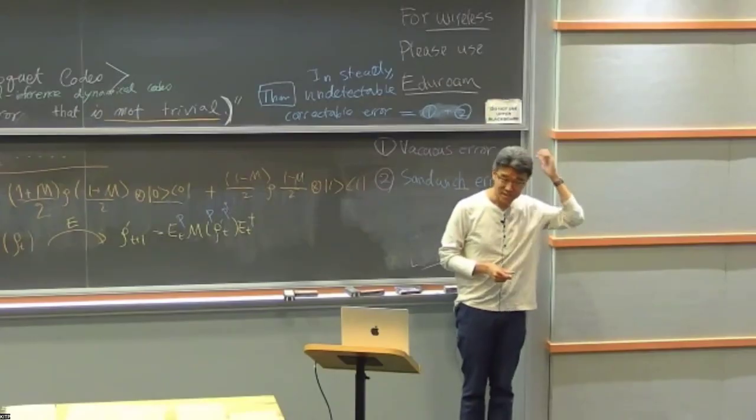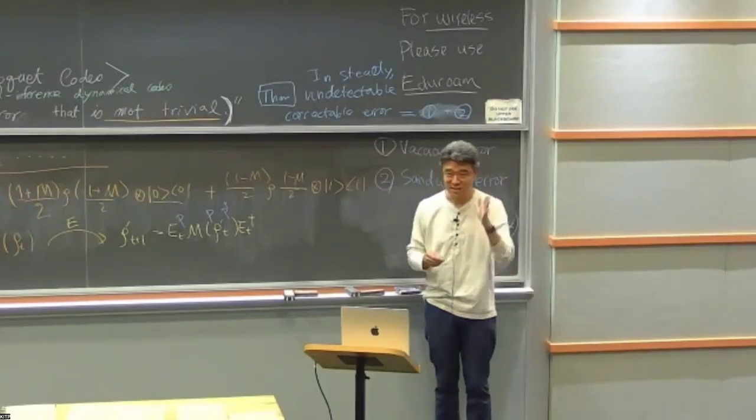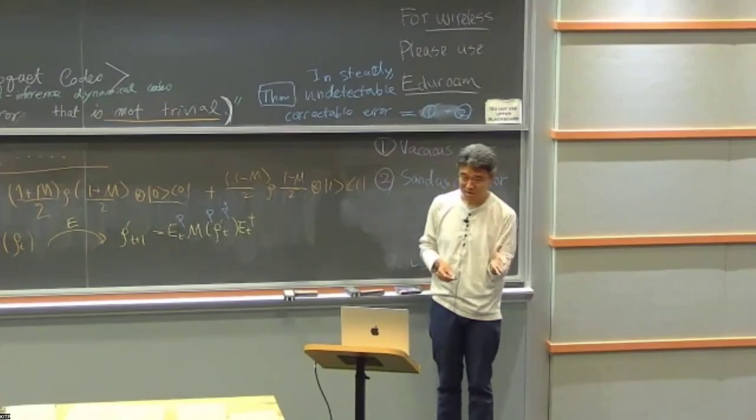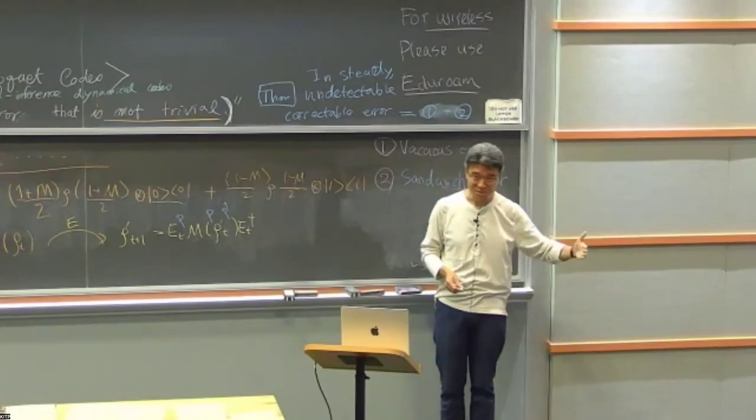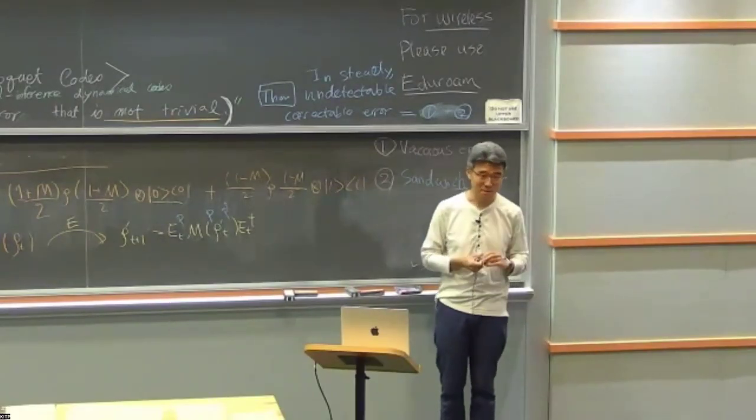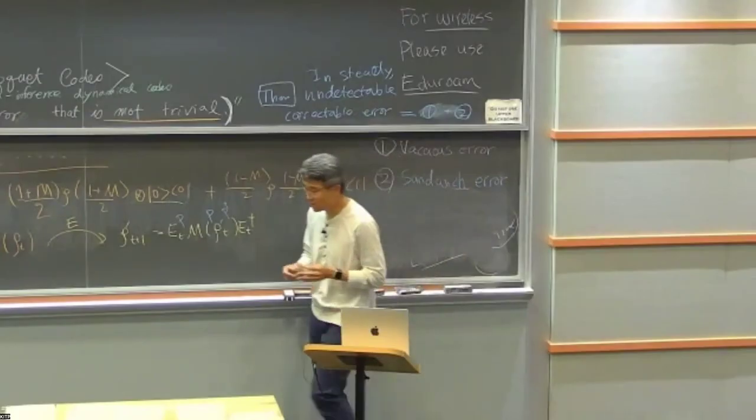Okay, so I have to show two things. First, that I can always realize the undetectable error's action at some future moment. Second, that action becomes a logical operator. Okay, first thing.